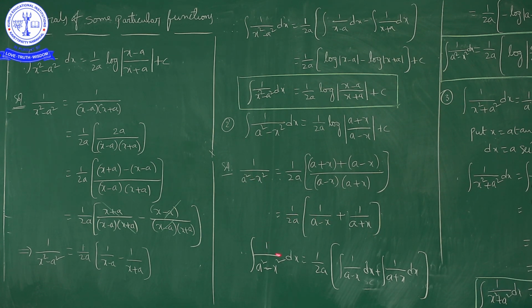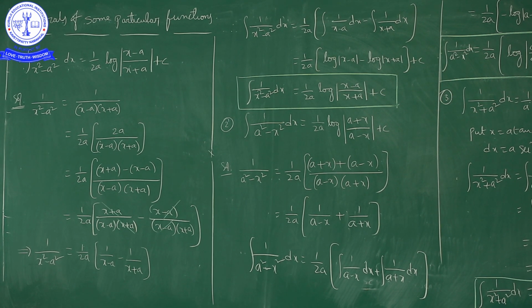So integration of 1 upon a square minus x square dx is equal to 1 by 2a times integration of 1 upon a minus x dx plus integration of 1 upon a plus x dx. For this part, 1 by x integration is log mod x, but here for 1 by a minus x, the integration will be minus log mod a minus x, plus this one, integration of 1 upon a plus x is log mod a plus x. Again, log a minus log b we can write as log a by b, so log a plus x upon a minus x.